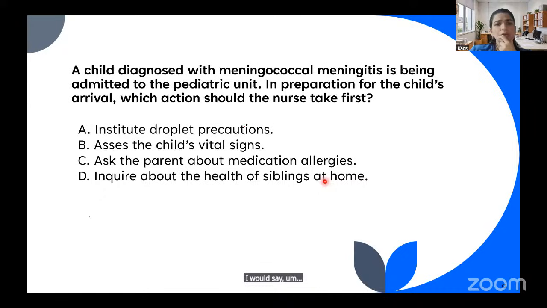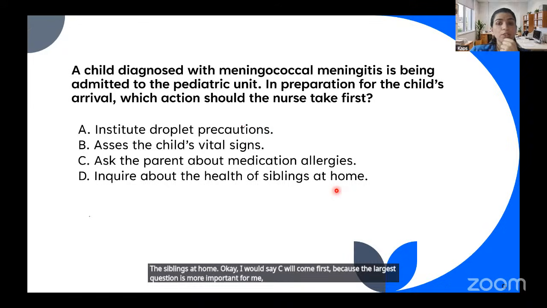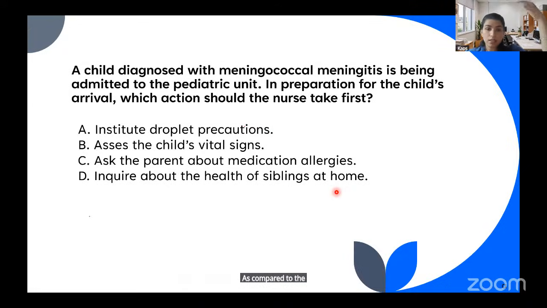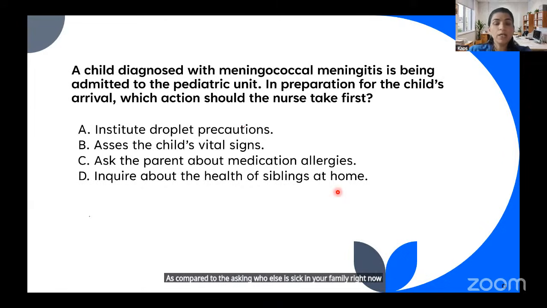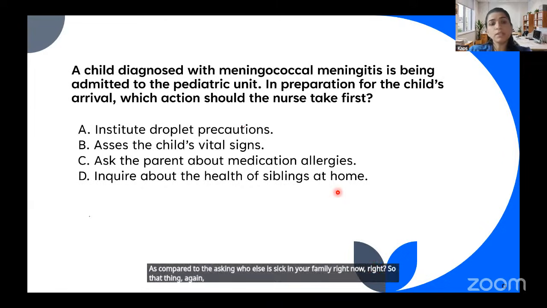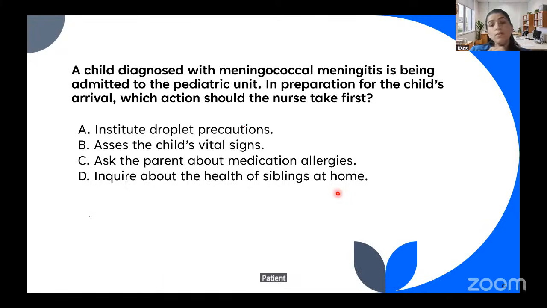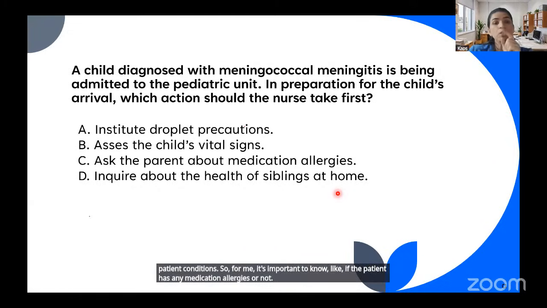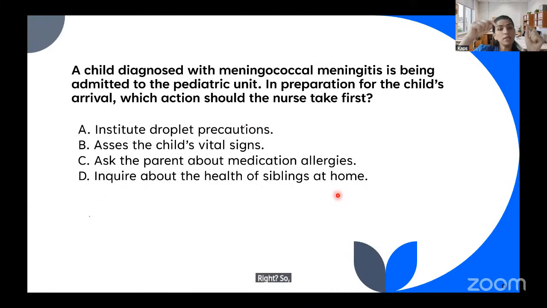the siblings at home. Okay, I would say C will come first because the allergies question is more important for me as compared to asking who else is sick in your family right now, right? So that thing again can wait for me because right now I need to focus on the patient condition. So for me, it's important to know if the patient has any medication allergies or not, right? So A and then B and then C and then D.